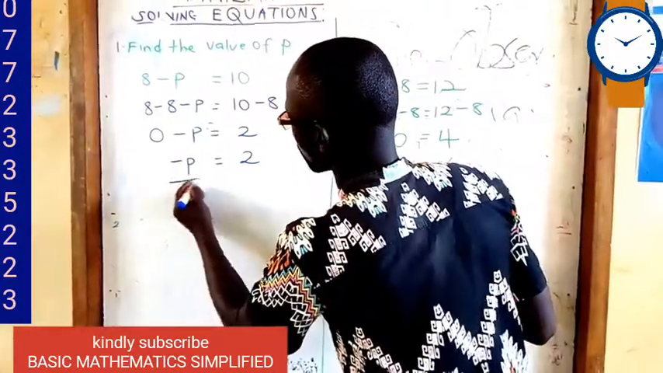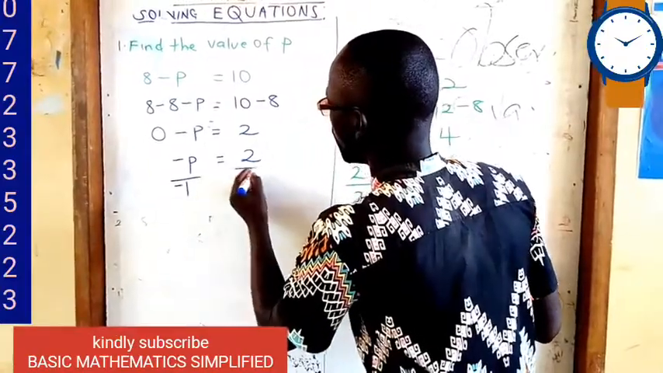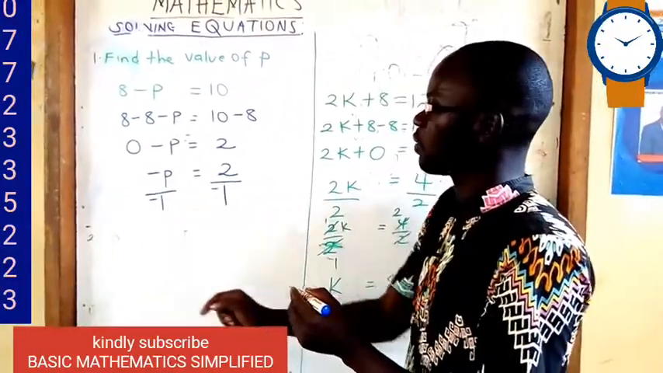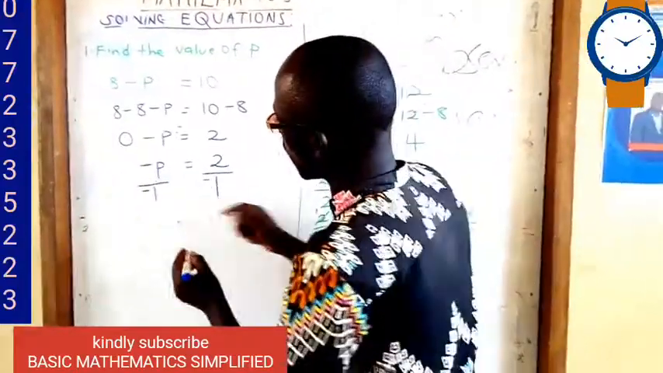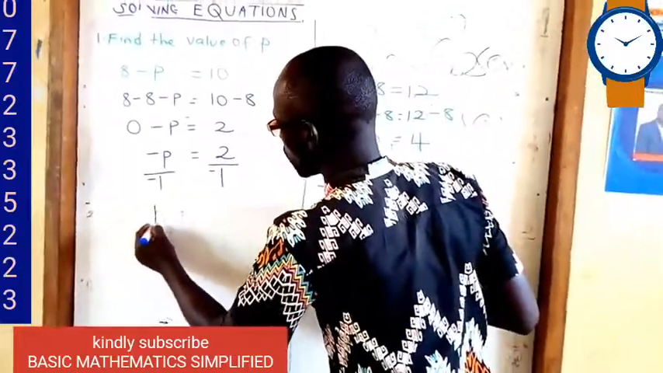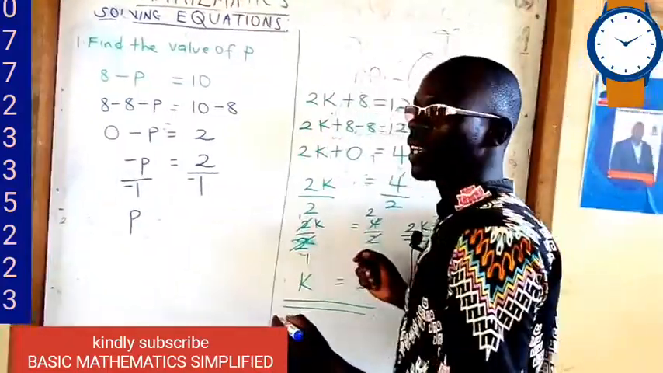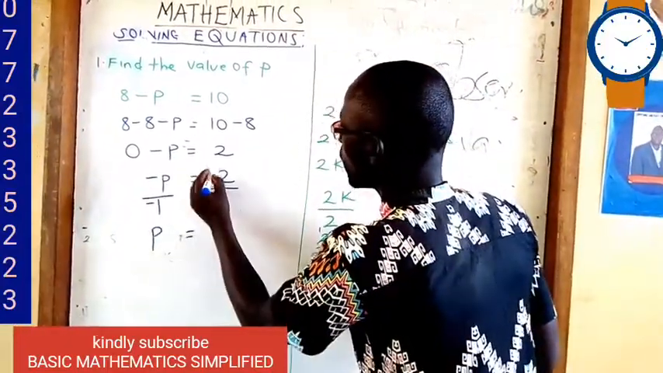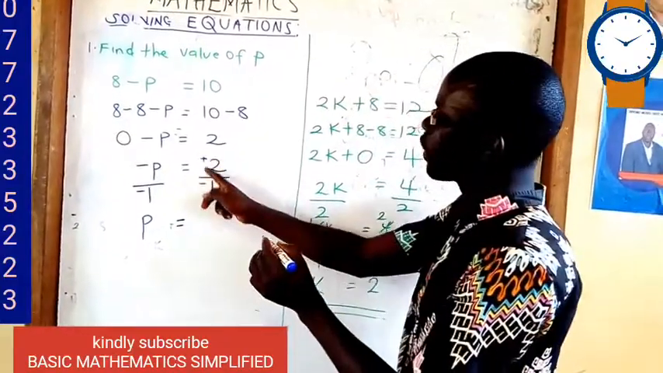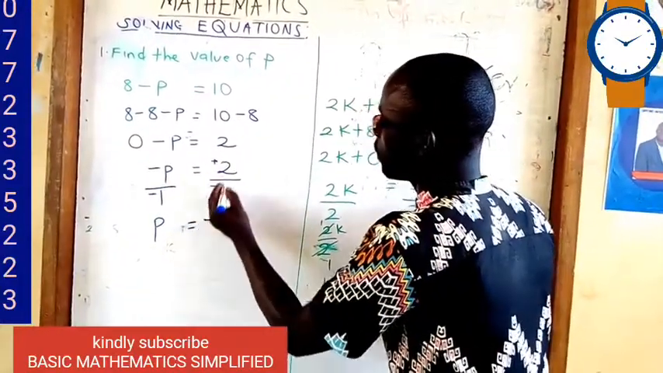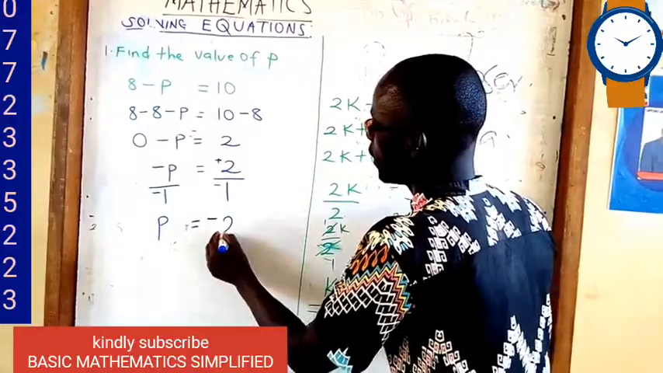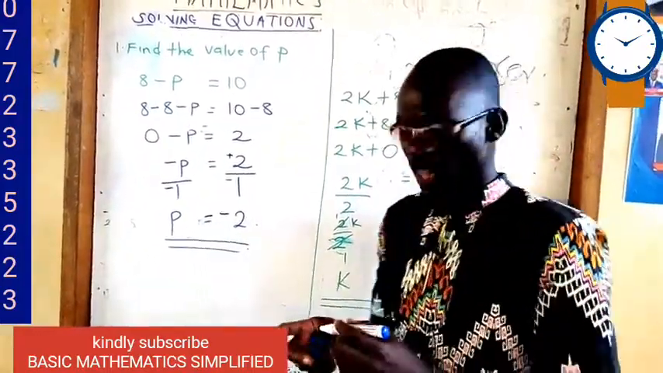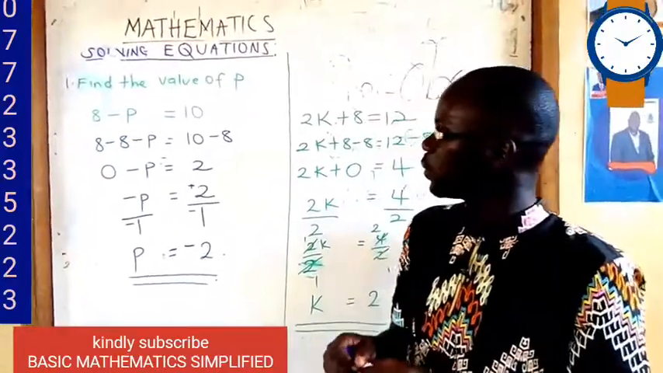So we shall divide both sides by negative 1, because this p has a coefficient of negative 1. So negative divided by negative, you will get a positive. Any term without a sign is positive. When you write p, it remains positive like that. Now, this 2 is positive. What is positive divided by negative? You will get a negative. Then 2 divided by 1 is 2. Therefore, the value of p is negative 2.